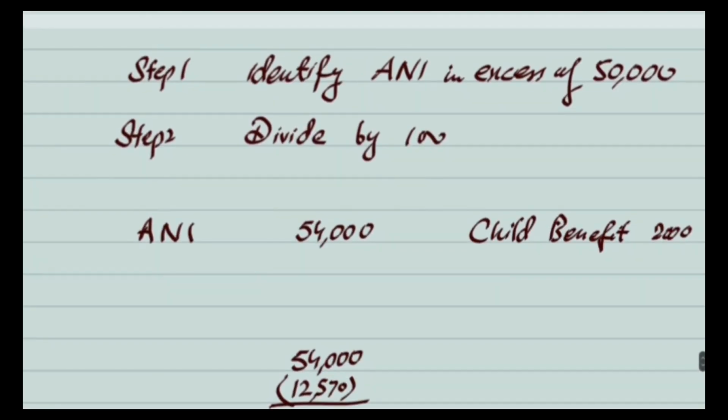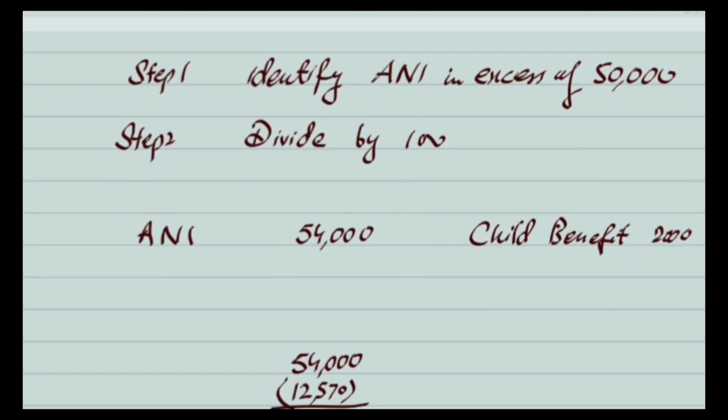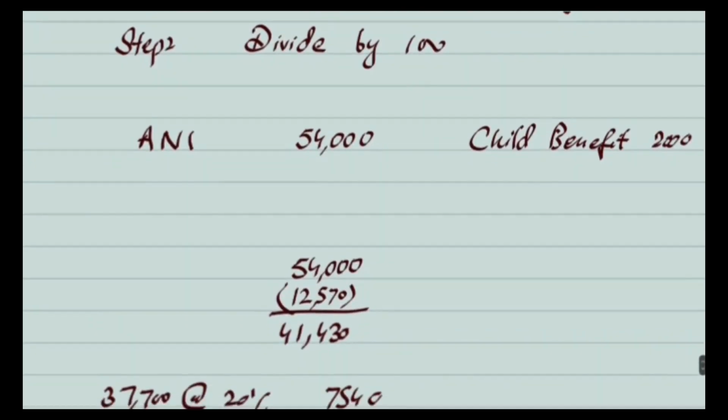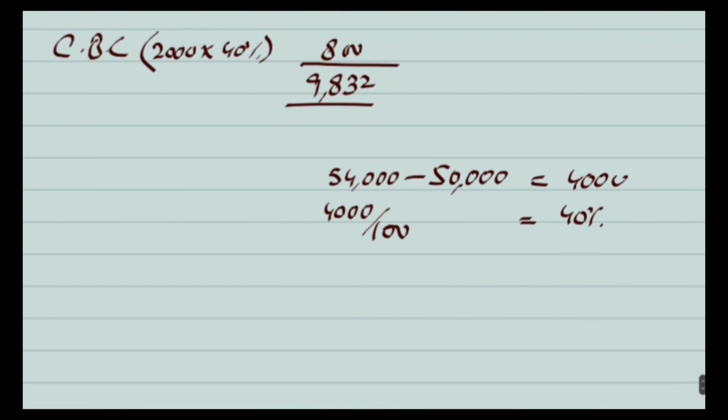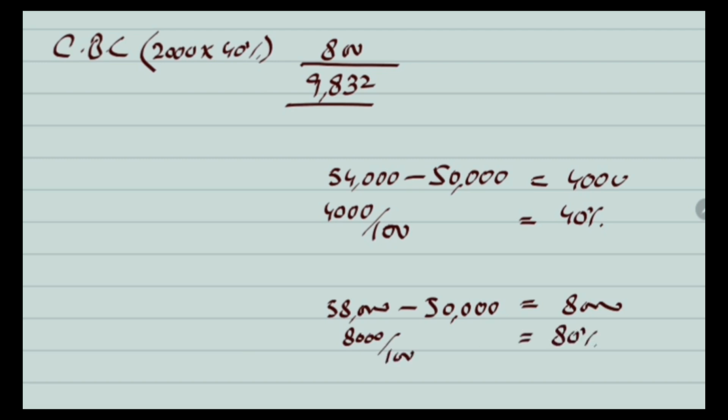It has to be paid if a person has an adjusted net income between 50,000 to 60,000. Like if he has an adjusted net income of say 58,000, then what will be the percentage? 8,000, and when we divide 8,000 by 100, this will be 80%. So if it is an adjusted net income of 60,000, it means that 100% of the child benefit payment received by that individual would be charged to tax. And if the adjusted net income is 50,000 or up to 50,000, there is no child benefit charge.